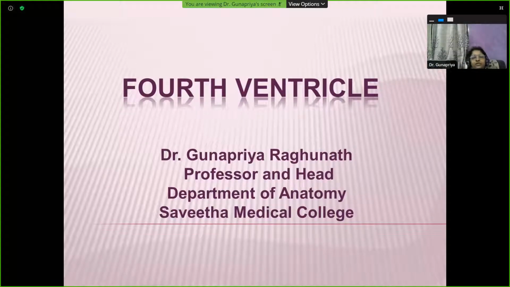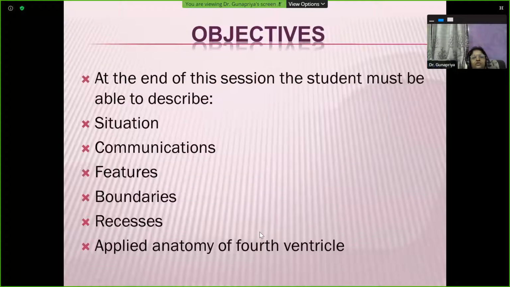So before we proceed to cerebellum, I thought it would be nice if I finish fourth ventricle and then proceed with cerebellum, so we'll be able to understand all the dorsal features of pons and medulla very well, which we are going to see in the cavity of fourth ventricle. The objective of this session is that at the end of this session, the student must be able to describe the situation, communications, features, boundaries, recesses, and applied anatomy of fourth ventricle.